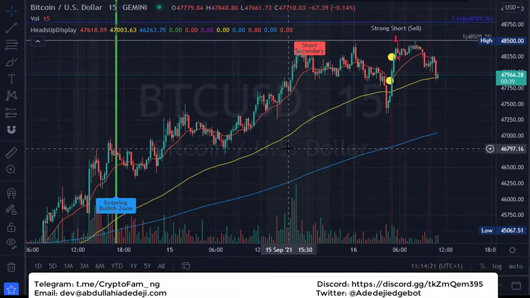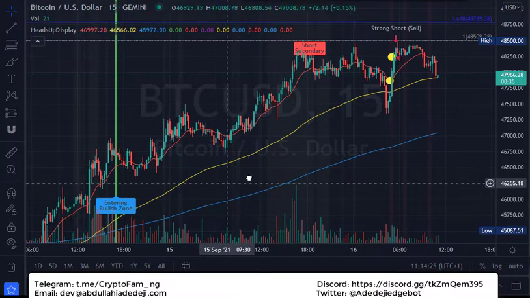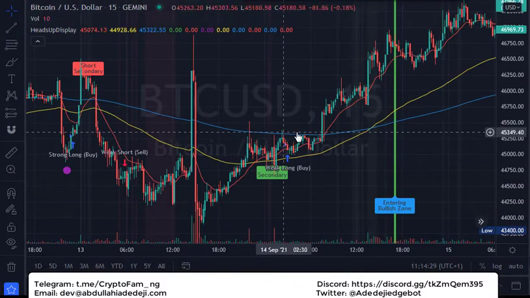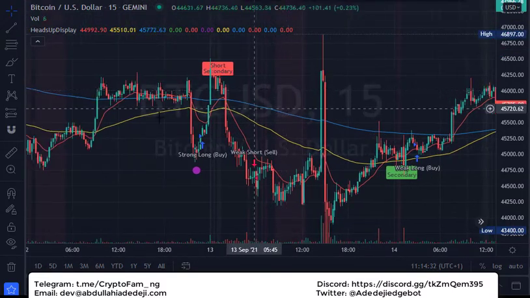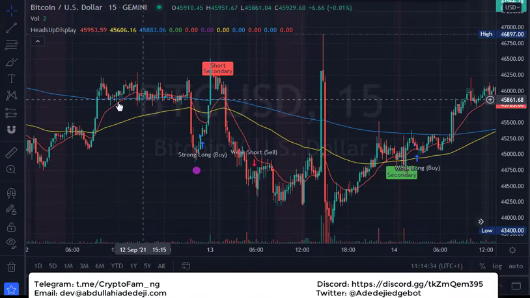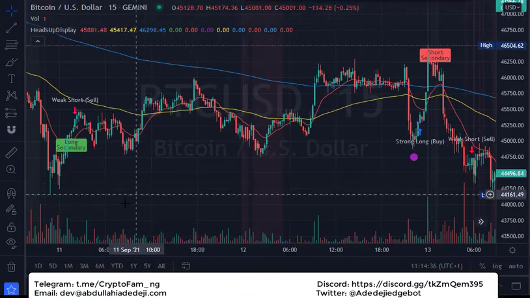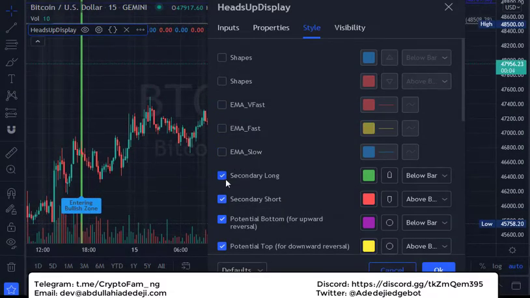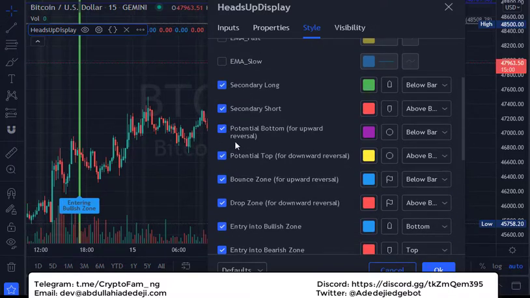If they're sloping down, that's a downtrend. We can use them as resistance and support. You can see over here blue is behaving like a resistance, and over here it's behaving like a support. Different times they do different things. We've looked at the EMAs. We've also looked at the secondary signal.